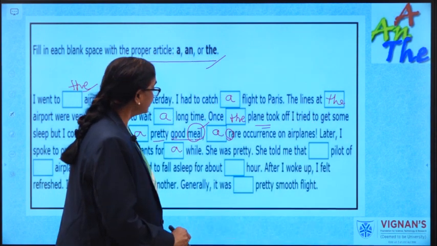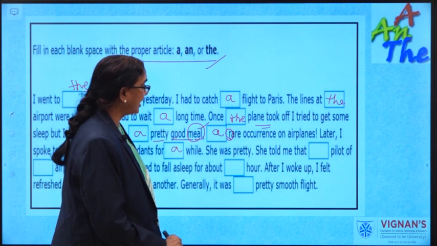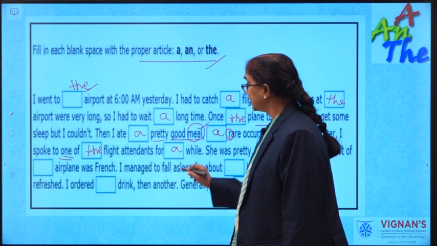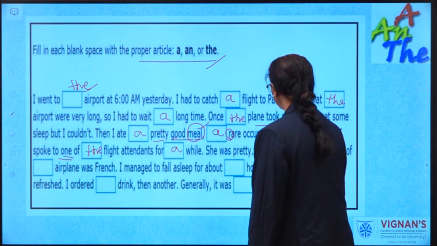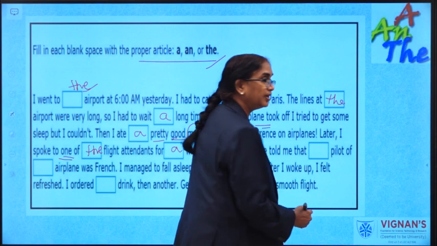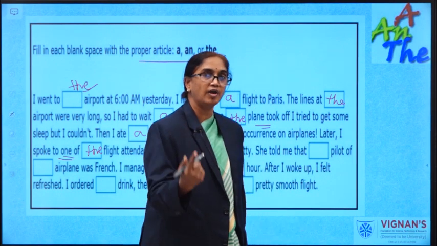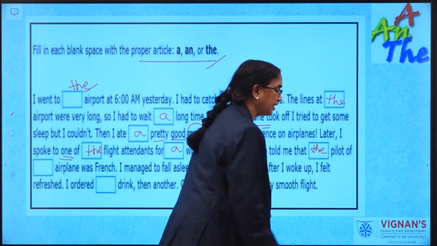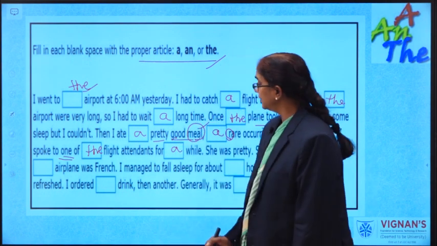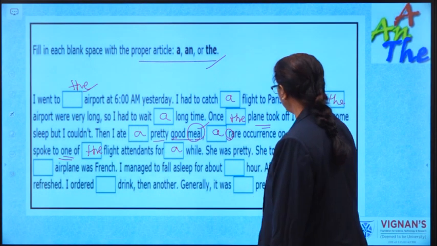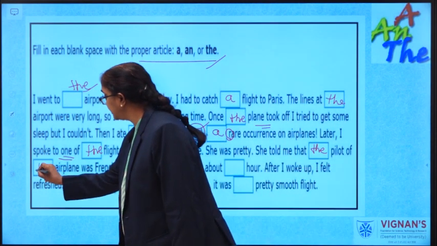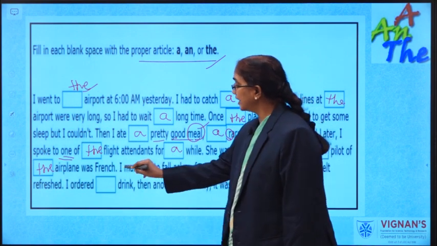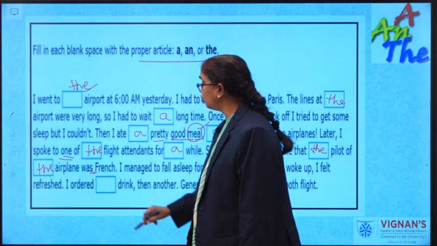And she was pretty. She told me that the pilot of the airplane was French. And how many pilots do you have? Normally in the cockpit, you have one chief pilot, the pilot who is the captain of the ship, okay, the airship, was the pilot of the airplane. Here again you will have the. The airplane was French. See, look at here. It's not was the French, was French.